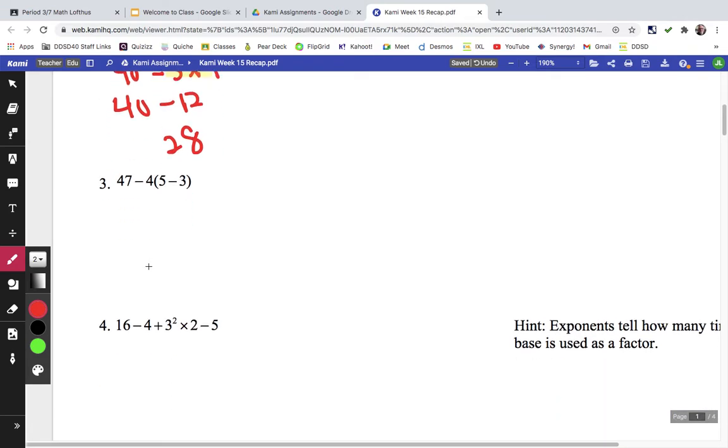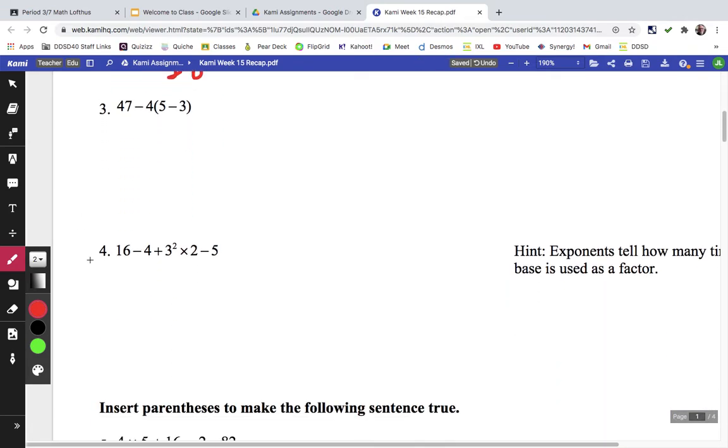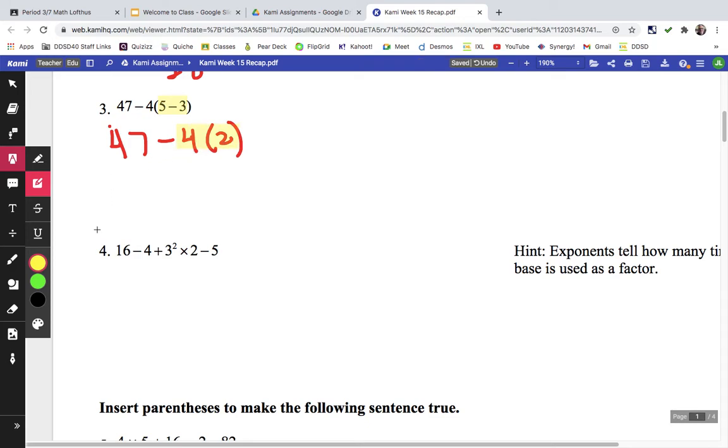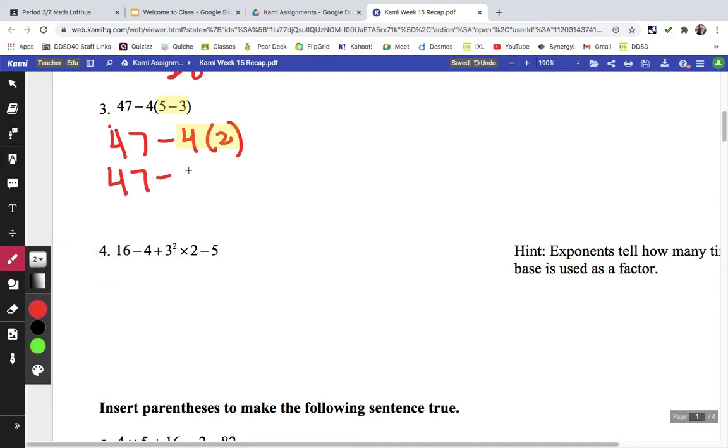This next one caused a little bit of trouble. So we do what's in the parentheses first, so this comes first. And we're going to write the rest of it down. 47 minus 4 times 2. And again, it would be really tempting to do 47 minus 3 because we're just going left to right. But the order of operations says we need to do this first. So it's more like a recipe than it is reading a paragraph. And so we're going to do 47 minus 8, and that is 39.